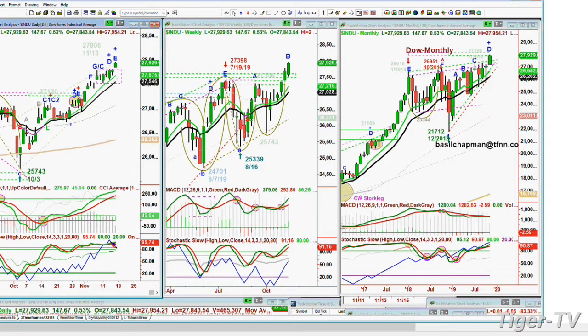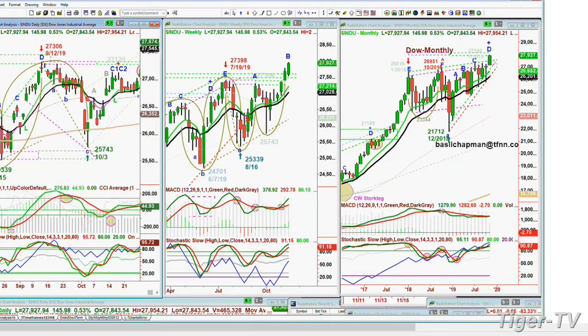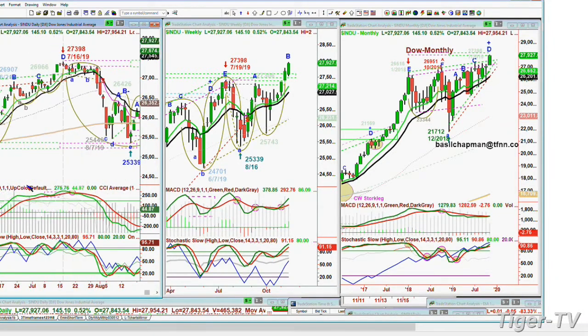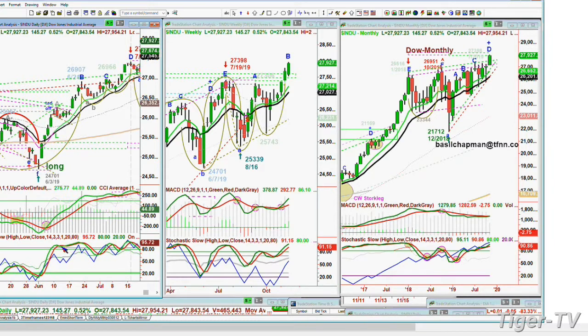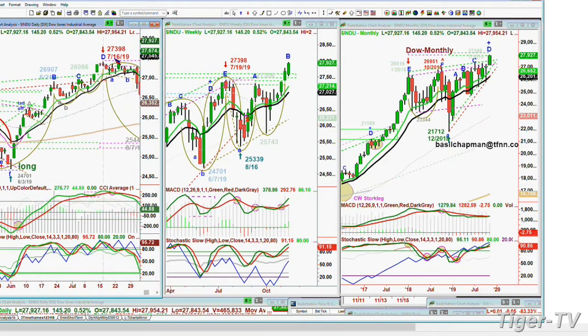When the stochastic goes flat, let me see if I got other examples of this. Yeah, there it is. So there it's flat. And the MACD was good, and it was a shorter time period. And then you got a pullback, and it just hung around. It didn't break out of the 26,907 level from June until suddenly there was this big spike that took it to the high of July.